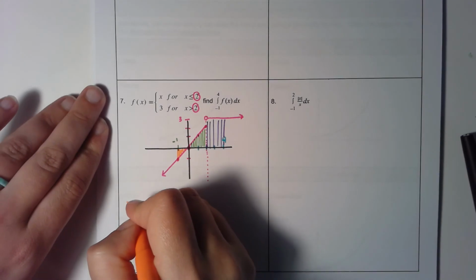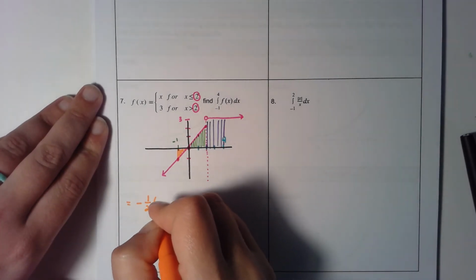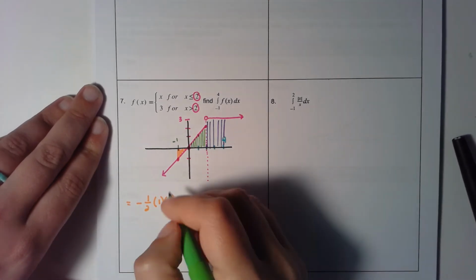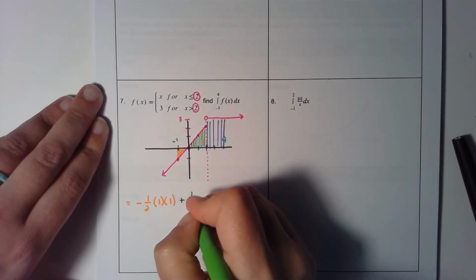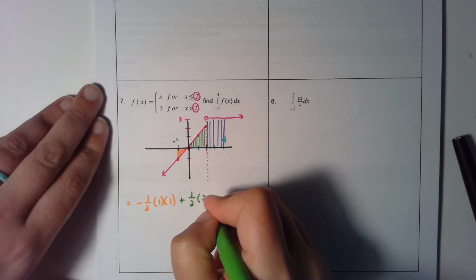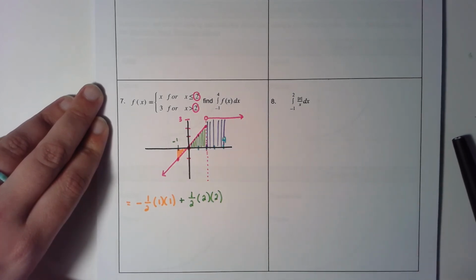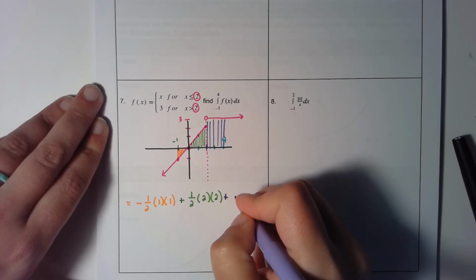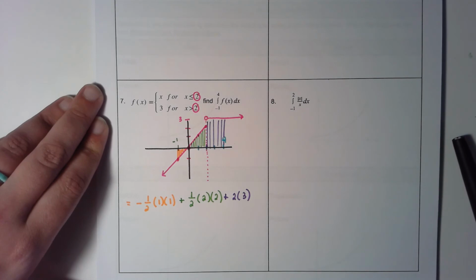The first part is going to be a negative area because it's below, and I'm going to do 1/2 times the base is 1 times the height is 1. The next part of my area is going to be a positive area because it's above, and the triangle is going to be 1/2 times the base is 2 times the height is 2. And the last part of my area is going to also be positive because it's above, but it's going to be a rectangle. So it's going to be a base of 2 times a height of 3.